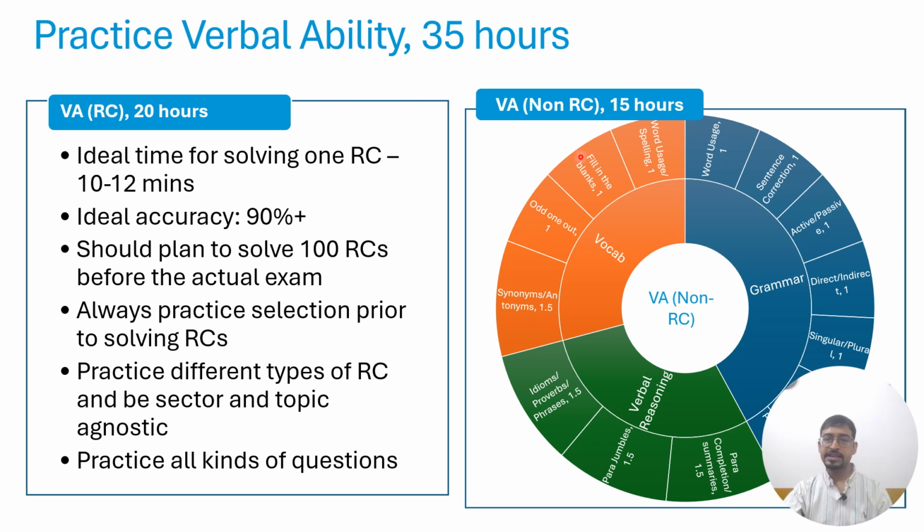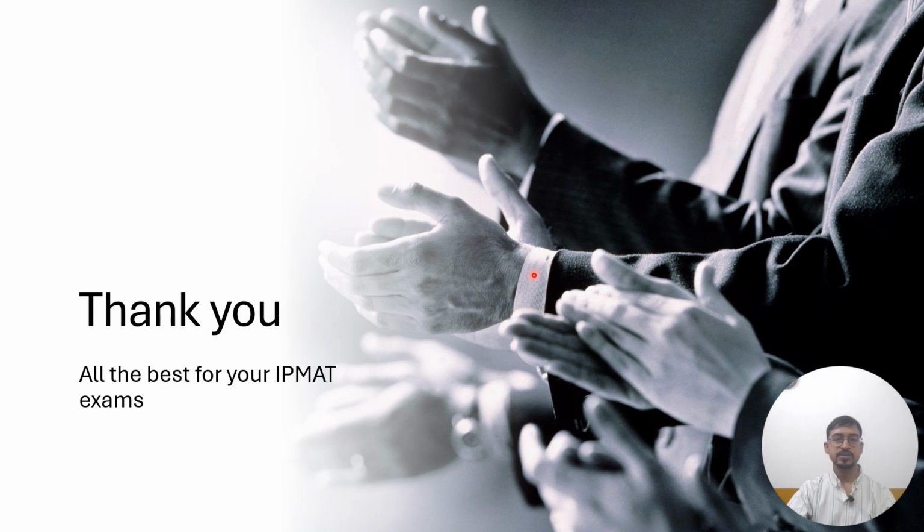But if I were to take a step back and give you an estimate of what a good amount of time per question should be, for RC it's 10 to 12 minutes per RC, irrespective of whether it's 5 questions or 6 questions or 4 questions. And for verbal ability, it's max 2 minutes or 1.5 minutes per question eventually. So try to solve as much as possible to be good when it comes to speed.